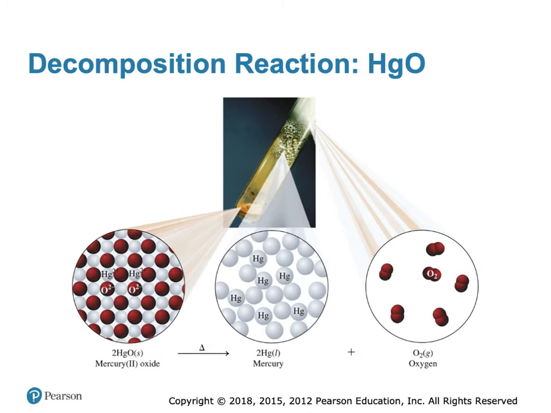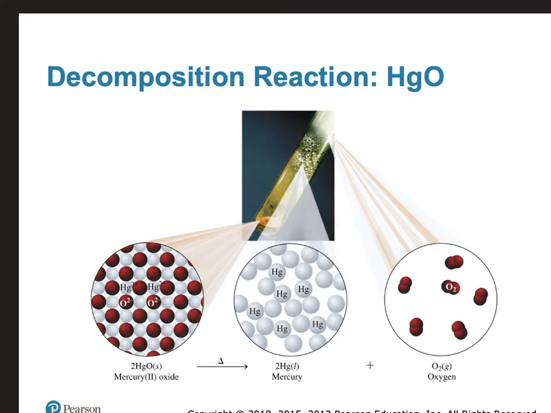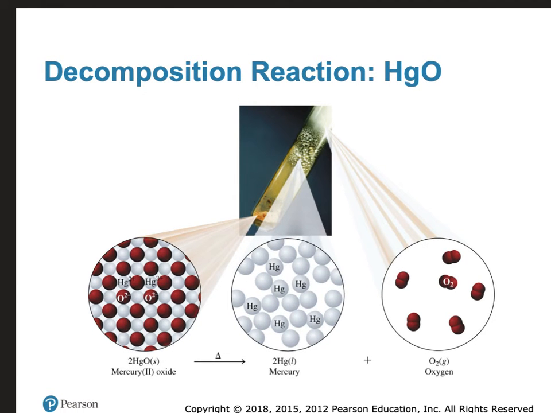So again, schematically, what happens in a decomposition reaction, you have mercury oxide, you add some heat, and it's going to decompose into mercury liquid and oxygen gas.